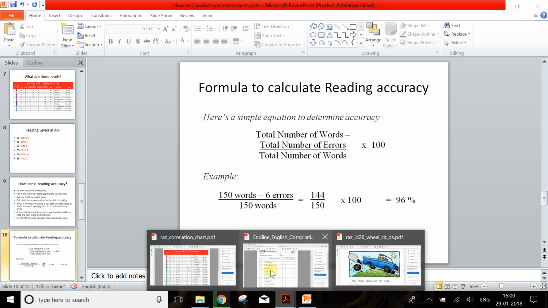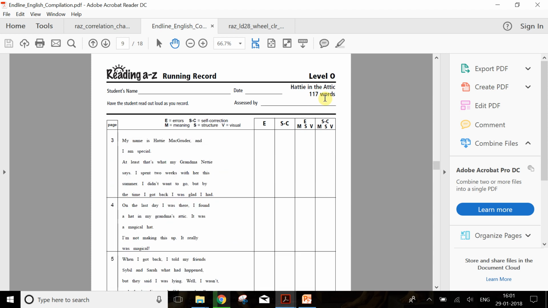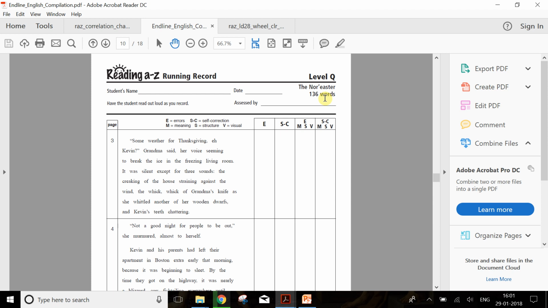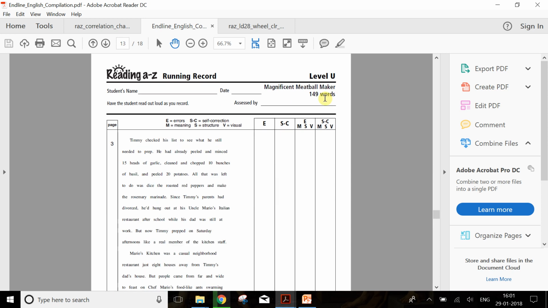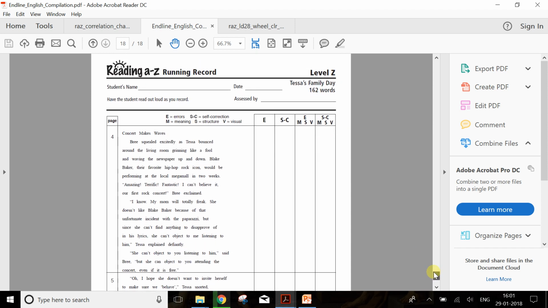Like that, we have different levels. We have D, we have F. So the total number of words is given here. We have H. So the complexity of the text increases with levels. So we have text till level Z. So this is the highest level. So if the child is able to read this, that means the child is able to read a 6th standard level textbook. I hope this video has helped you to understand how to assess reading accuracy. Thank you.